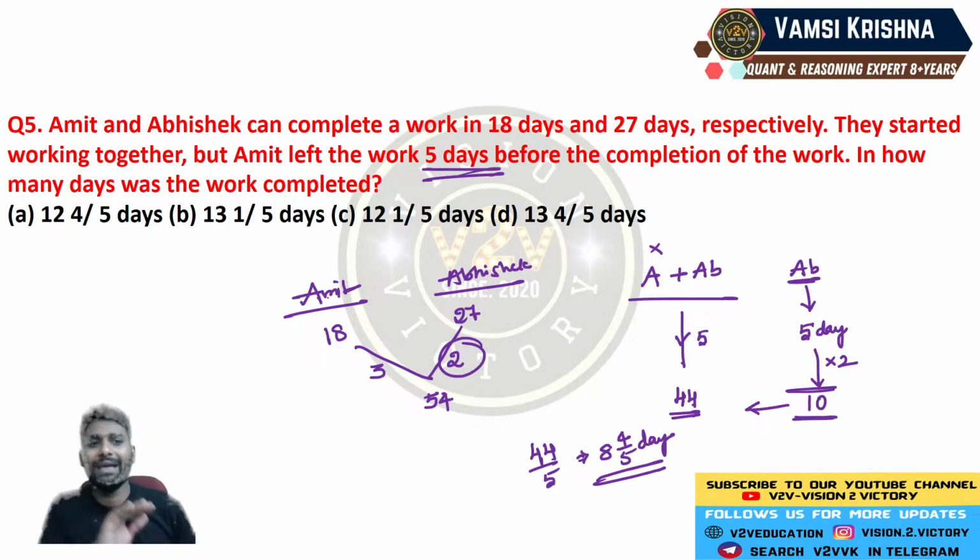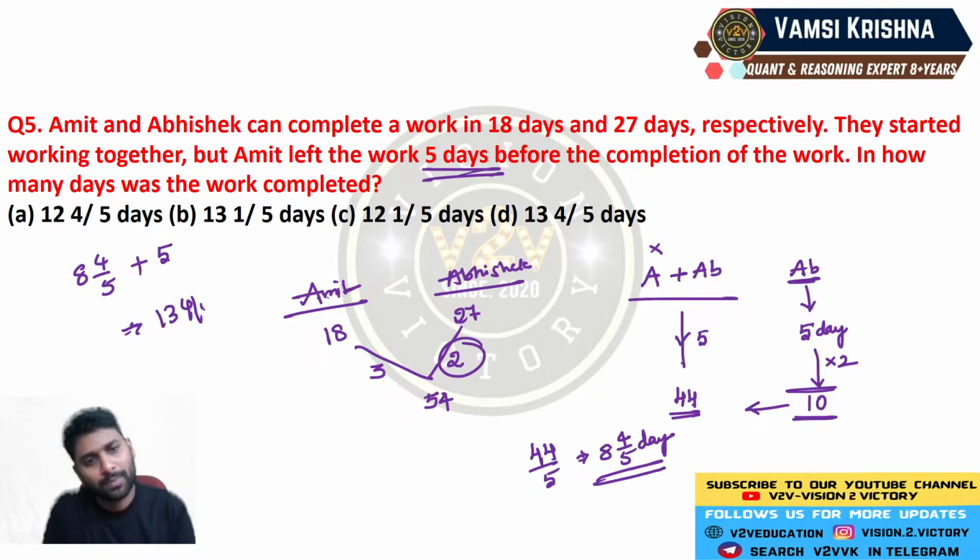Now the question, in how many days was the work completed? Then how much time does it take? So both together are working for 8 4 by 5 days, and 5 days is Abhishek alone. The total time is exactly equal to 13 4 by 5 days.